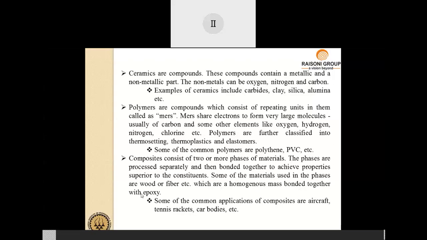Okay, so why do we make composites? To get more superior properties, more advanced properties than the existing ones. Say we have phase A and phase B. If we mix A and B phases, then we can get a new composite which can provide more superior properties than those individually provided by A and B.